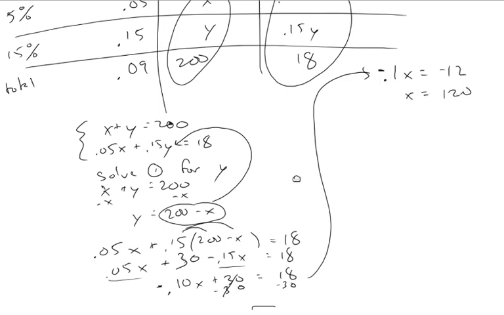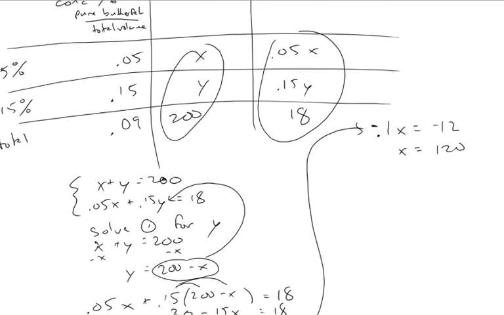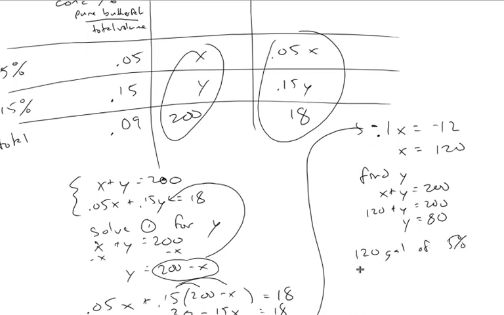What did x represent? The number of gallons of 5% ice cream, 5% in butterfat, that is. So we just need to find y, and since x plus y equals 200, that gives us 120 plus y equals 200. Subtract 120 from both sides, we get y equals 80. So we want 120 gallons of 5% butterfat and 80 gallons of 15%.